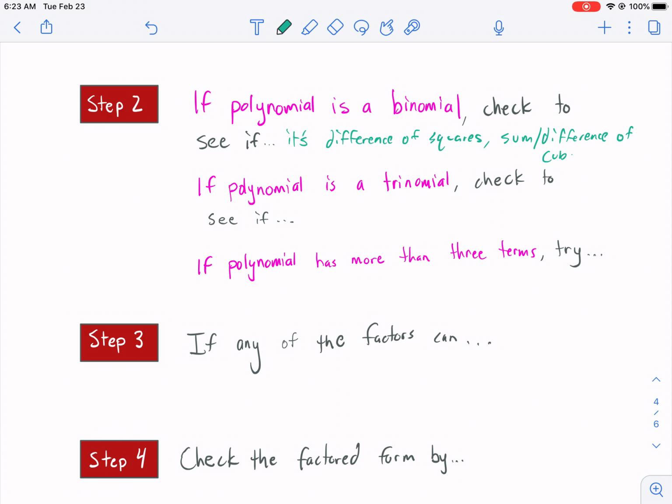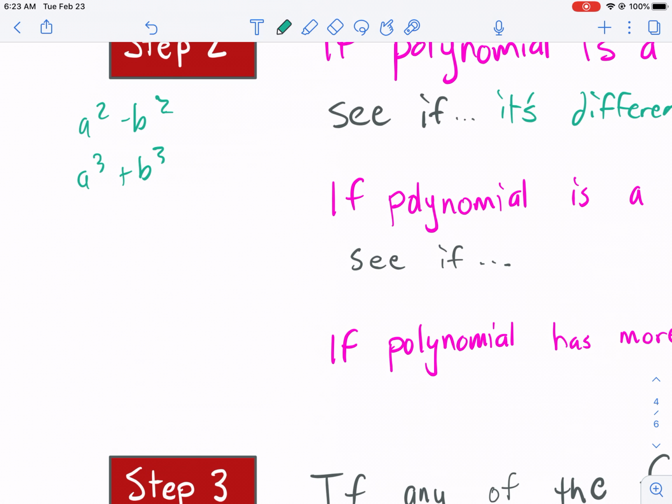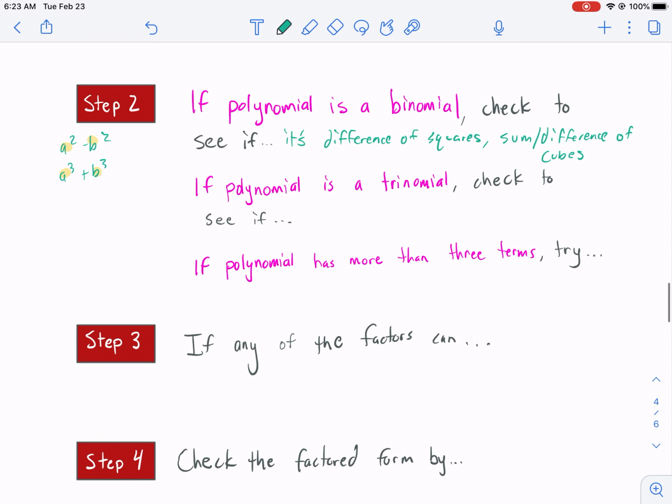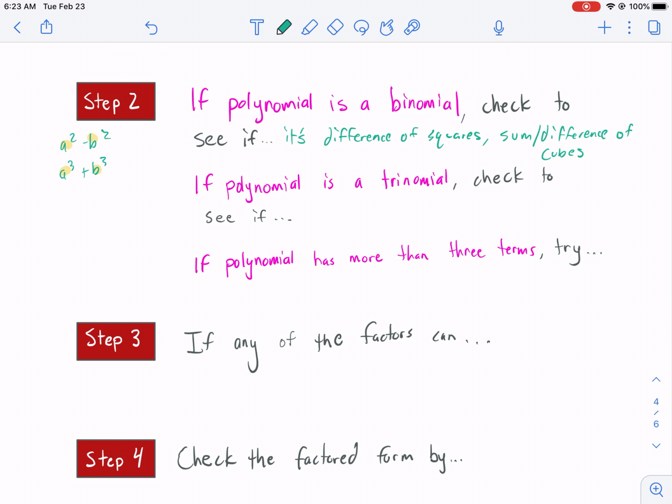So most of the time when we're factoring, we're talking about trinomials, but difference of squares is when we have something like this, and then sum or difference of cubes is when we have some term that you can take the cube root of. Okay, so that's sum or difference of cubes. So if you have two terms, a binomial, check to see if it's one of those two cases. If the polynomial is a trinomial, check to see if it is a perfect square trinomial.